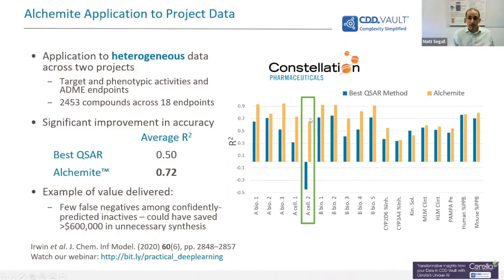On the other hand, Alchemite achieved a really very respectable result. I think the R-squared was about 0.67 on the independent test set. So really a very useful model. And the reason is, of course, it's learning about these relationships. Even though the data was very sparse, it was understanding the relationships between those different assays and hence able to make a much more accurate prediction.